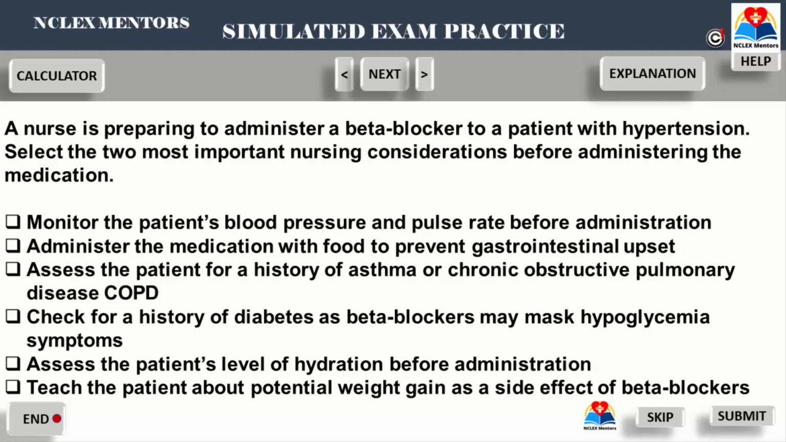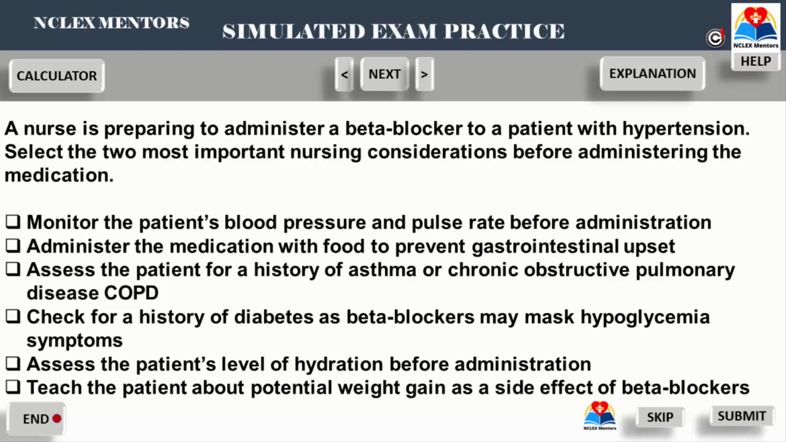3. Assess the patient for a history of asthma or chronic obstructive pulmonary disease, COPD. 4. Check for a history of diabetes, as beta blockers may mask hypoglycemia symptoms. 5. Assess the patient's level of hydration before administration. 6. Teach the patient about potential weight gain as a side effect of beta blockers.